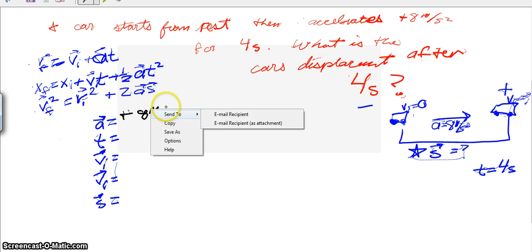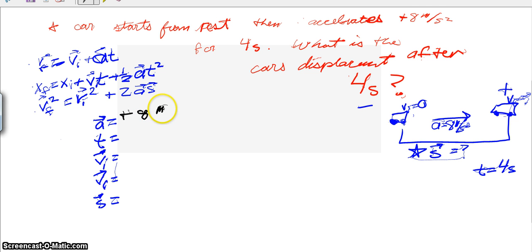meters per second squared. Time, yes, I know that. It is 4 seconds. Velocity initial, I start from rest. It is 0. Okay, velocity final, I don't know. And I don't have that information at all. We'll come back to why that's important. And displacement, I don't know. And I care very much. That's what I'm looking for, is how far it went.